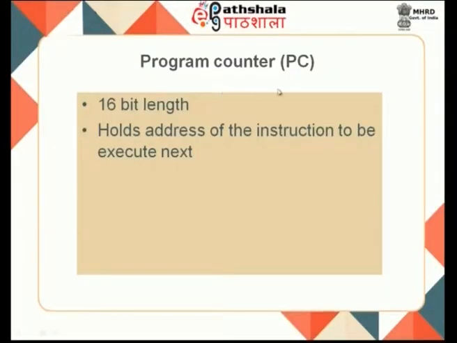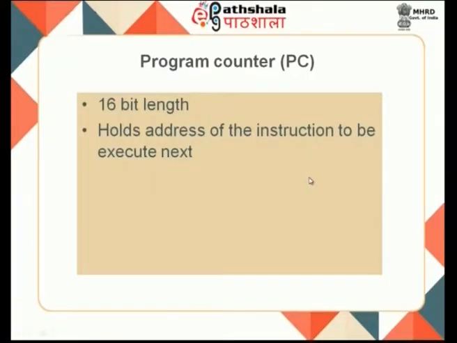But the program counter is 16-bit in length. That means I can hold a 16-bit address in my program counter. So, even if I am referring to a memory that needs only 8 bits, that can also be accommodated inside the PC because it is 16 bits long. The address of the next instruction to be executed is always available in the program counter. Usually this is called the PC.